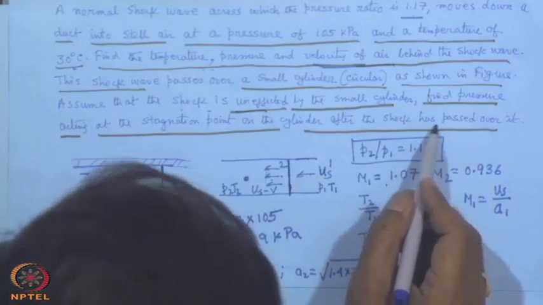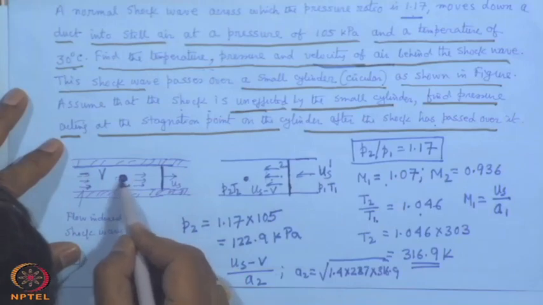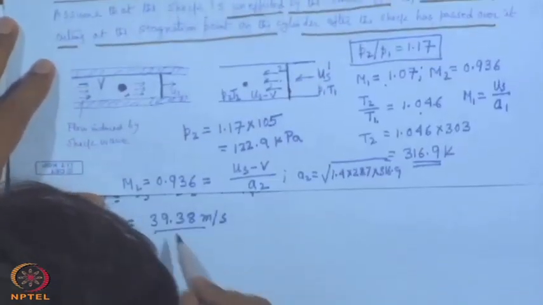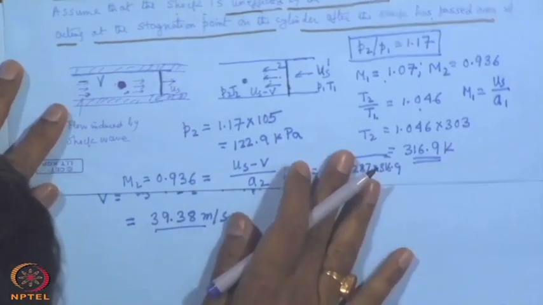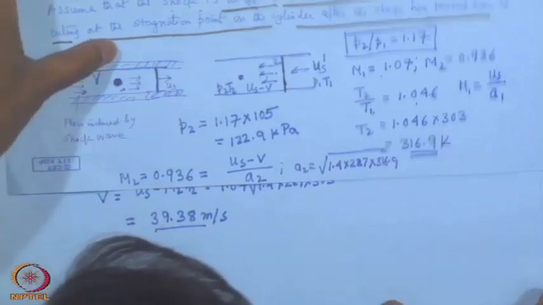If we assume the flow to be isentropic, then there is an isentropic flow past a cylinder whose velocity is 39.38 meters per second. So we can find the stagnation pressure. Before that, I have to tell you that the isentropic flow relations are used here, without going into all the algebraic calculations through the algebraic equations of isentropic flow relations.